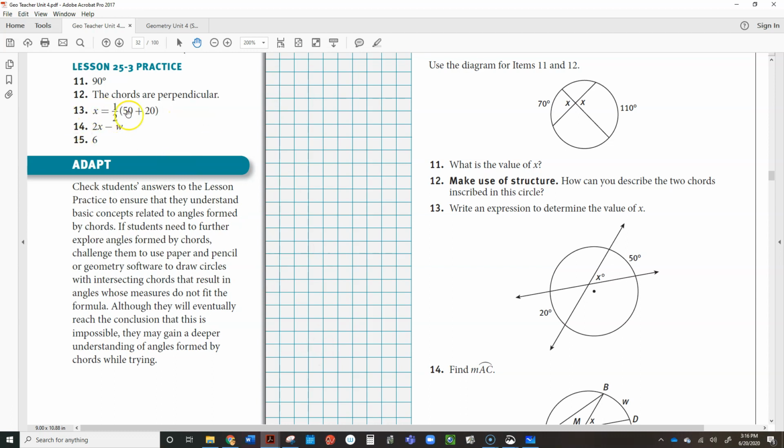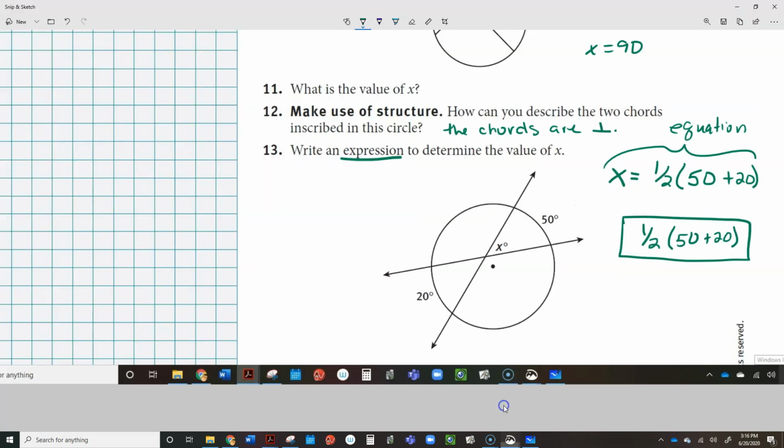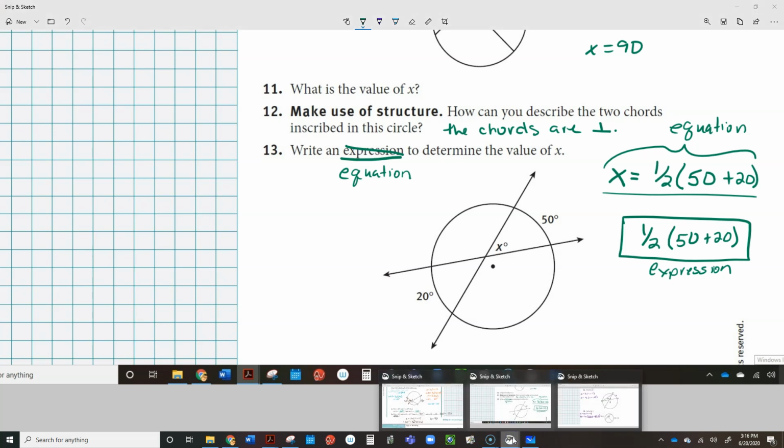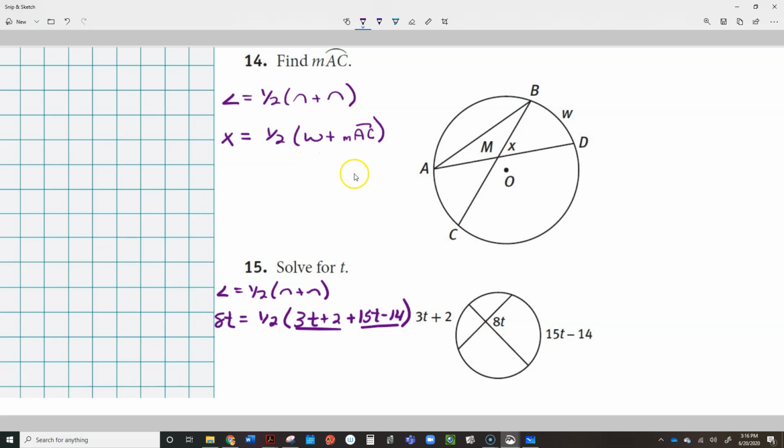So they didn't go ahead and finish solving it, and yes, we can now correct the Springboard book. Based on their answer, they wrote an equation to determine the value of x. So this is an equation, and this is an expression. The only difference is one has an equal sign, one does not. Okay, so I did that one, and now let's go to 14 and 15.